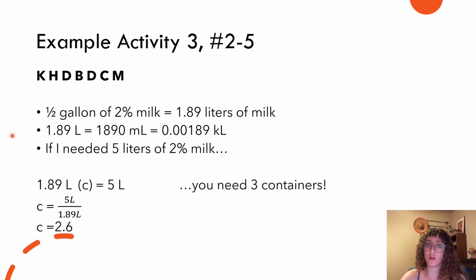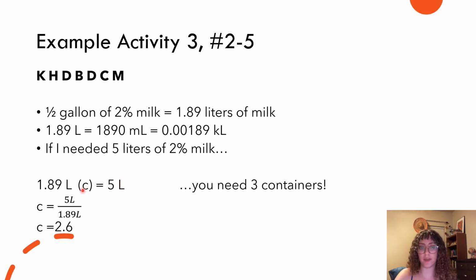The part that I did wrong was the calculation of if I needed 5 liters of 2% milk, how many containers would I need? So I went back and set it up the right way that is just easier and makes more sense. I set it up as a formula. So I have 1.89 liters and I need 5 liters. So 1.89 liters times a random variable, which I made C for containers, you could do X. So 1.89 liters times a random amount of containers will give you 5 liters.